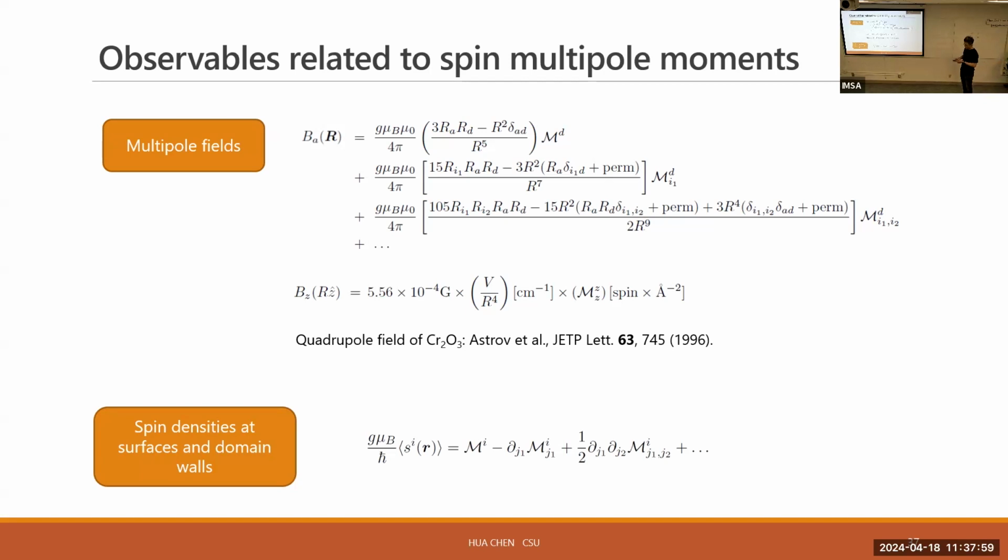Alternatively, you can use this useful formula in Jackson to measure the local spin density when your order parameter changes spatially. At the domain walls, if it is a straight domain wall, you can see spin density if the system has a quadrupole order. If the domain wall has some wiggling, then you should see spin densities where the domain wall changes its direction. That's due to the octupole order. These can in principle be measured by some local magnetic field probes.